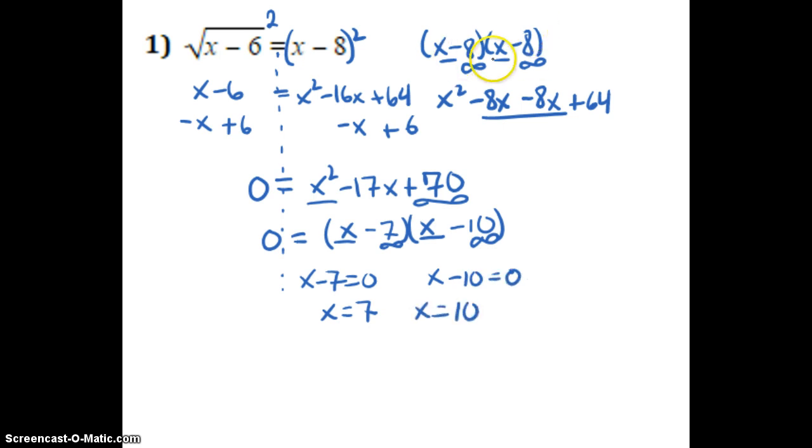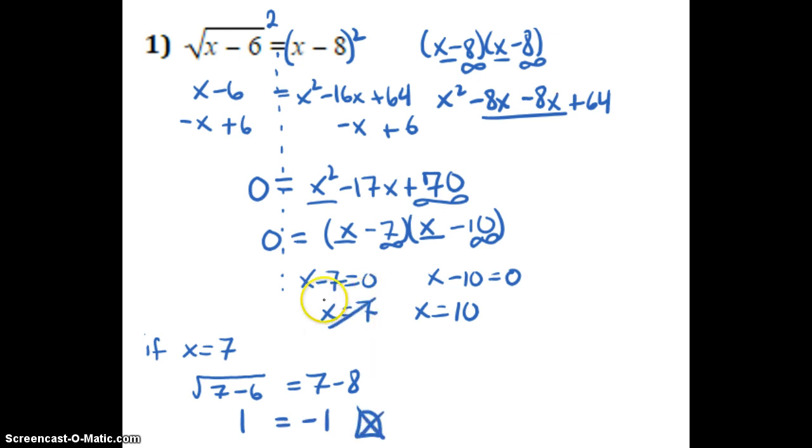And I've got to check these both now. So basically, if x equals 7, I'm going back to my original problem. Before I square it or anything else, I'm going to go ahead and plug in a 7. So it's going to be the square root of 7 minus 6 equals 7 minus 8. This side becomes 1. This side becomes negative 1. Those are not equal. This is not an answer.